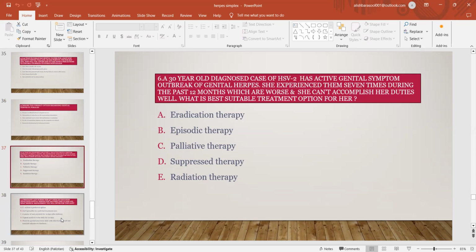A 30-year-old diagnosed case of herpes simplex virus 2 has active genital symptom outbreak of genital herpes. She experienced them 7 times during the past 12 months, which are worse, and she can't accomplish her duties well. What is the best suitable treatment option for her? A. Eradication therapy. B. Episodic therapy. C. Palliative therapy. D. Suppressive therapy. E. Radiation therapy.